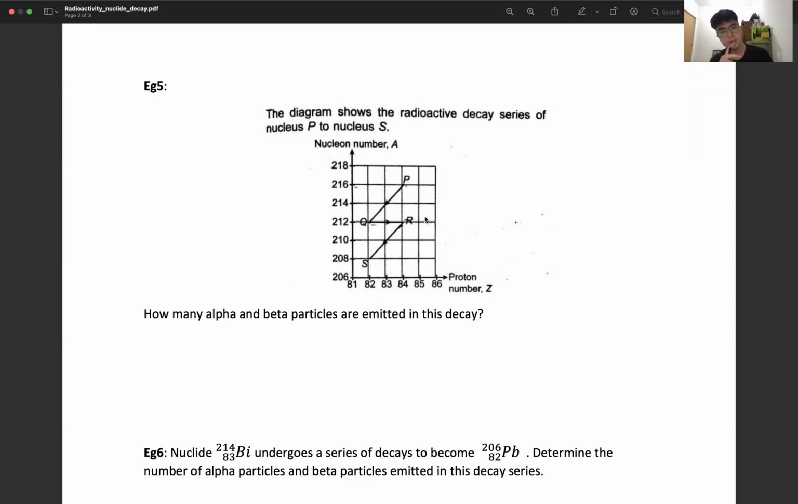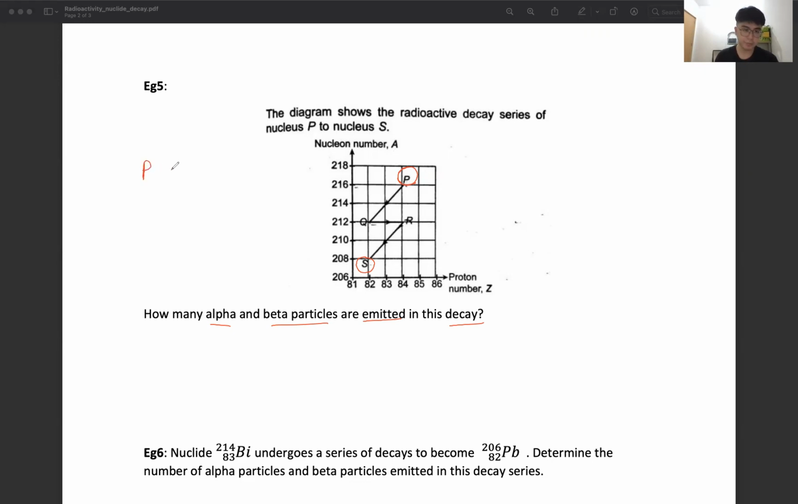Okay, here the diagram shows the radioactive decay series of nucleus P to nucleus S. Sometimes you will be given a graph like this. Okay, this one. So you can see starting from P, it decays to Q, decays to R, and decays to S. This is the end product. How many alpha and beta particles are emitted in this decay? Okay, so how do we find it? You can do it like this, right?